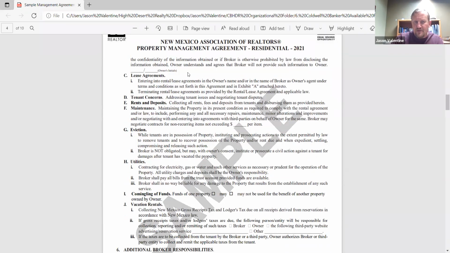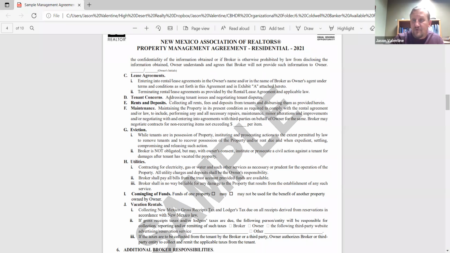Let's see, lease agreements. You do allow us to enter into lease agreements on behalf of you as the owner, addressing tenant concerns. We do collect one full month's deposit, typically in advance, before letting a tenant occupy the property. Paragraph F there, we maintain the property as close as we can to its existing condition, which means if there's repair work or whatever the case may be, if you look at paragraph F down there at the very bottom, it says broker may negotiate contracts for non-recurring items up to, typically that's $300 on our standard residential units.